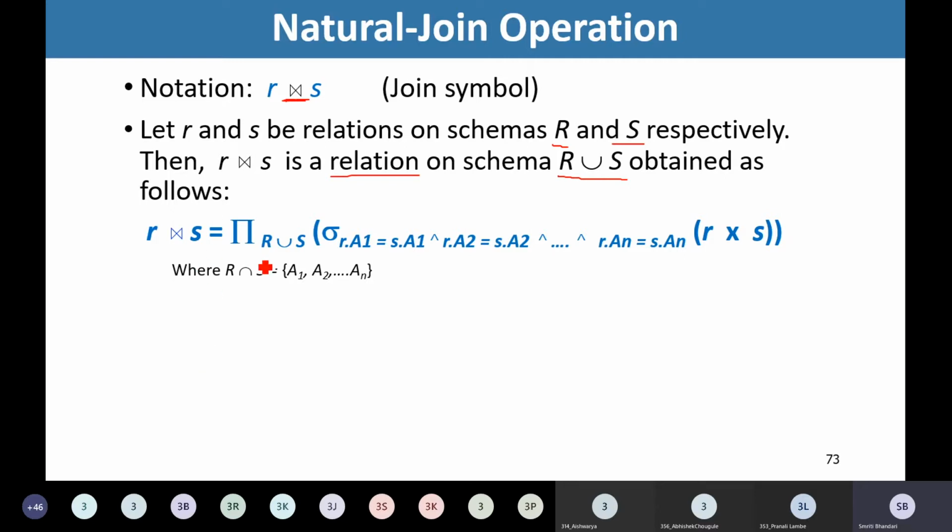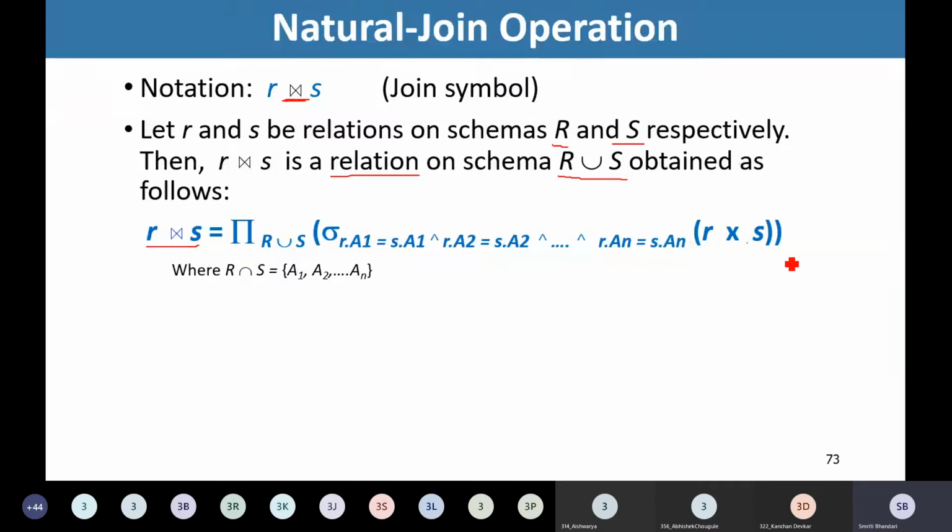Please listen carefully. We are defining the natural join operation in terms of the basic relational algebra operations. So if you look at this expression written using only the basic relational algebra operations, you may find that this expression is a bit complex.